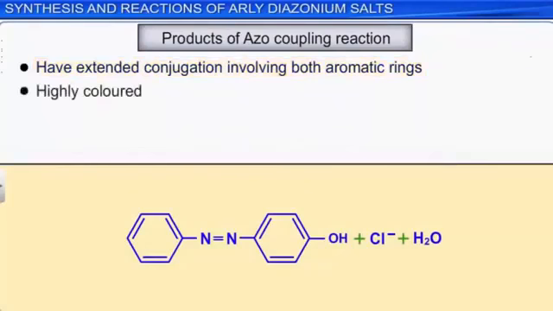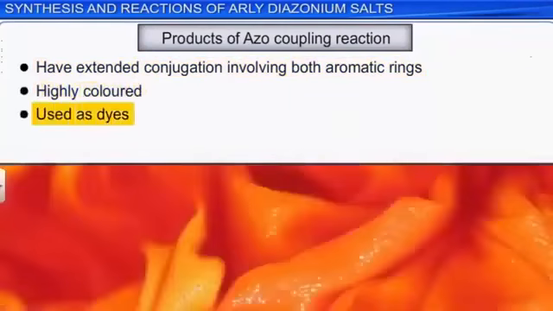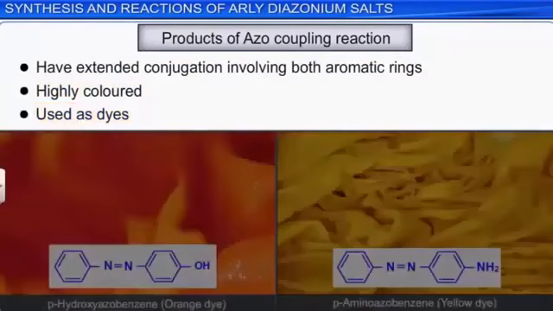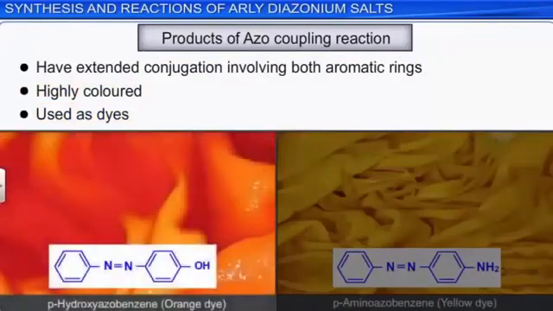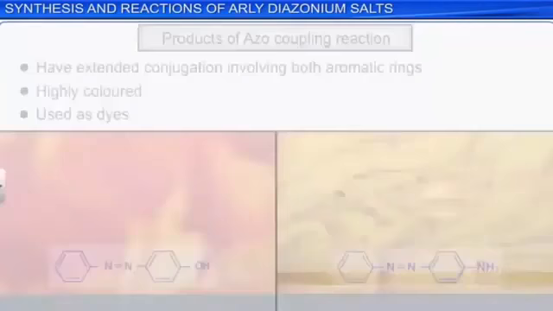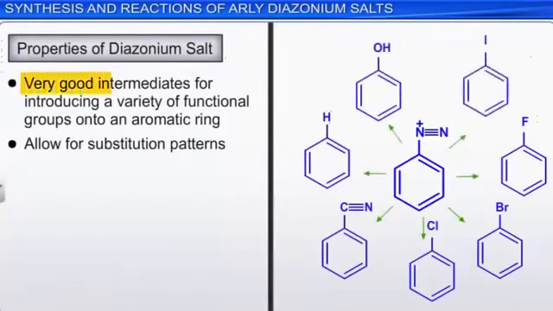For example, para-hydroxyazobenzene is an orange dye. Para-aminoazobenzene is a yellow dye. As we have seen, diazonium salts are very good intermediates for introducing a variety of functional groups onto an aromatic ring. They allow for substitution patterns that cannot be prepared by direct substitution of benzene or substituted benzenes.